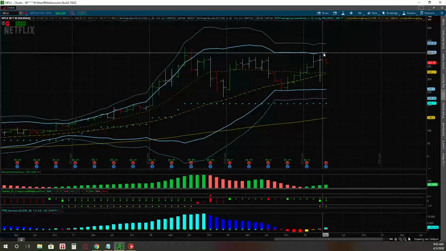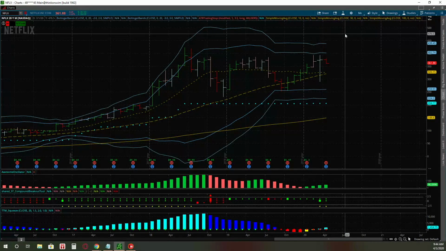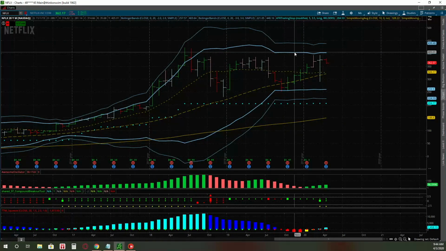So in this case, we had a small bounce back up, and right now we're in consolidation. And that means the Bollinger Bands are coming back together to meet with the price because they're not anticipating a strong move one way or the other. So that's always good to see.